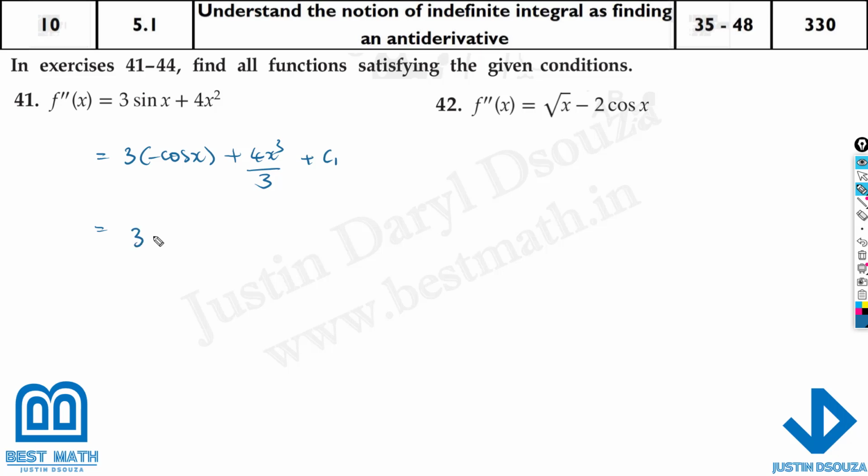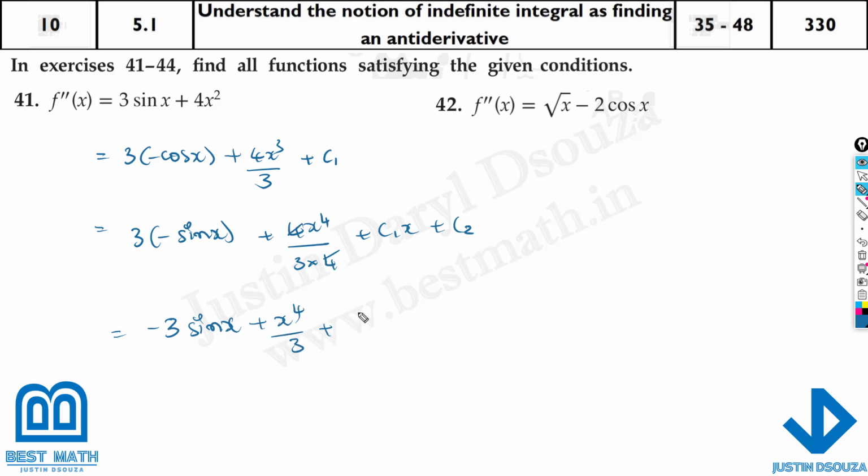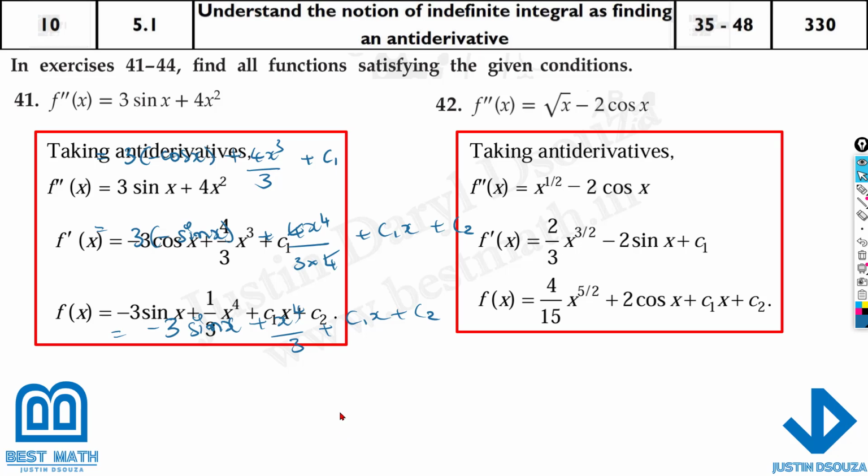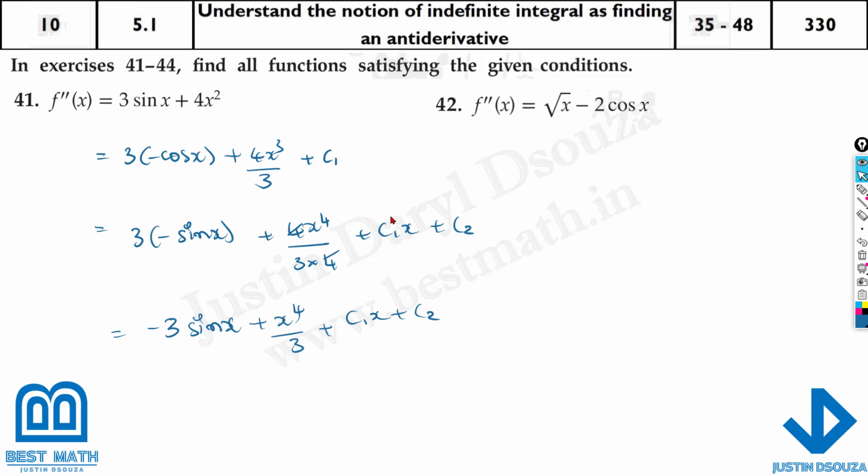It's going to be minus cosine is just sine x plus 4 x power 4 by 3 times 4 plus c1 x plus c2. Now then we have minus 3 sine x, this 4 cancels, plus x power 4 by 3 plus c1 x plus c2. There are no conditions, so that must be the answer. I was wondering about satisfying the conditions, and there are no conditions mentioned. So this is it. Now the next one as well.